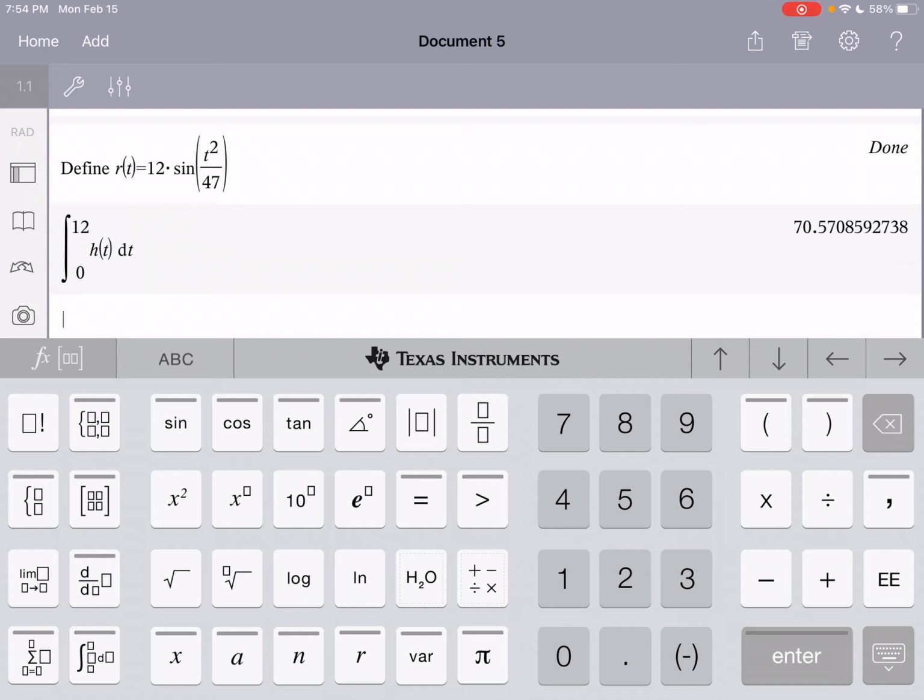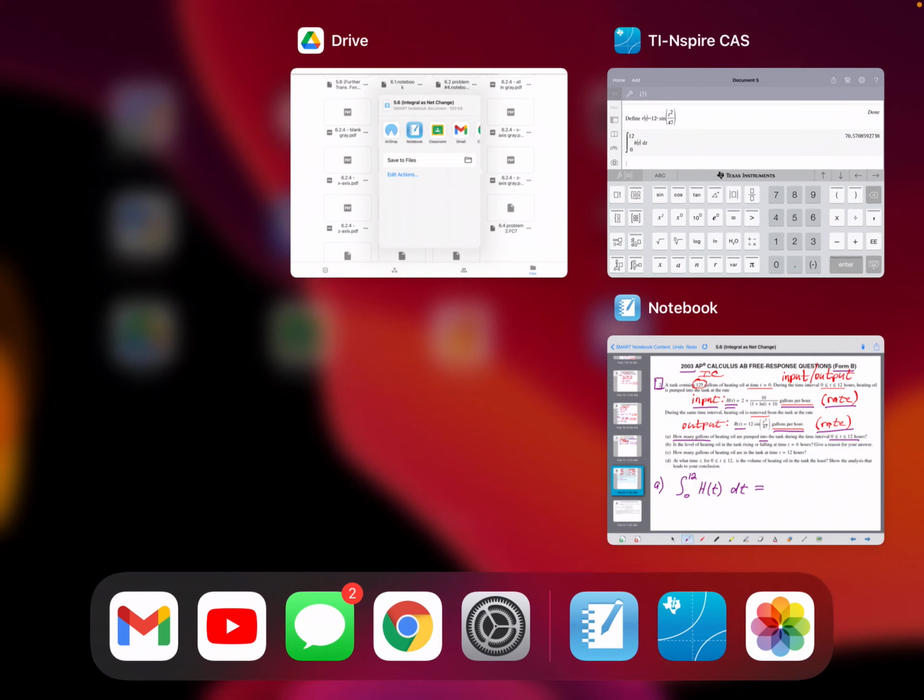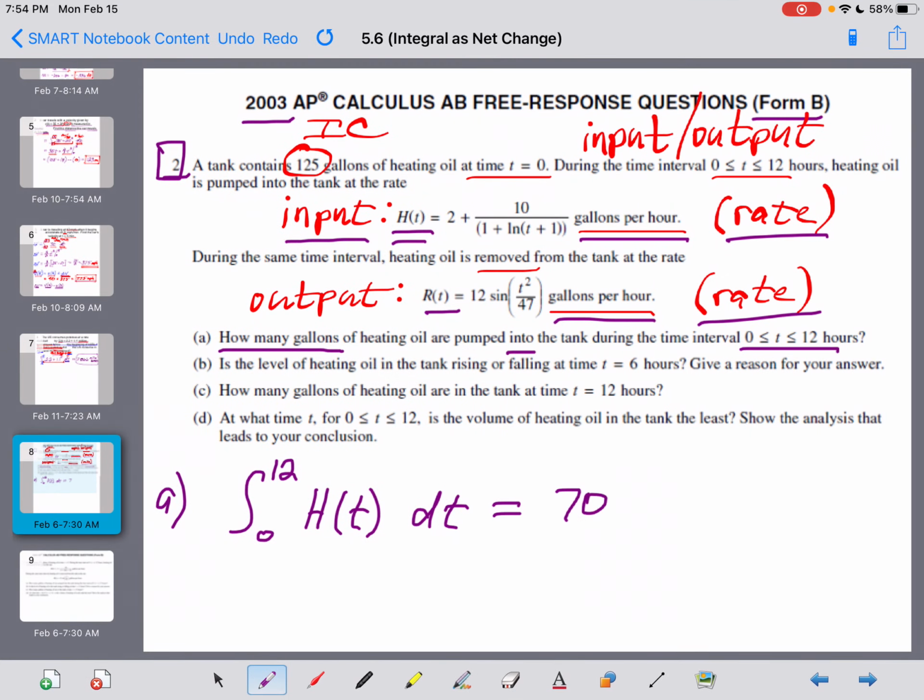So when I hit enter, nice and simple, I got 70.571 as we round to the nearest thousandth here. Now, one important thing we'll talk about a lot when we're doing the AP practice stuff: if they don't ask you to include units, don't include units. But we know this is measured in gallons. Why? Because h of t was measured in gallons per hour, and then we multiplied that by dt, the change in time from 0 to 12 hours. So gallons per hour times hours is going to get us gallons. That was part A.